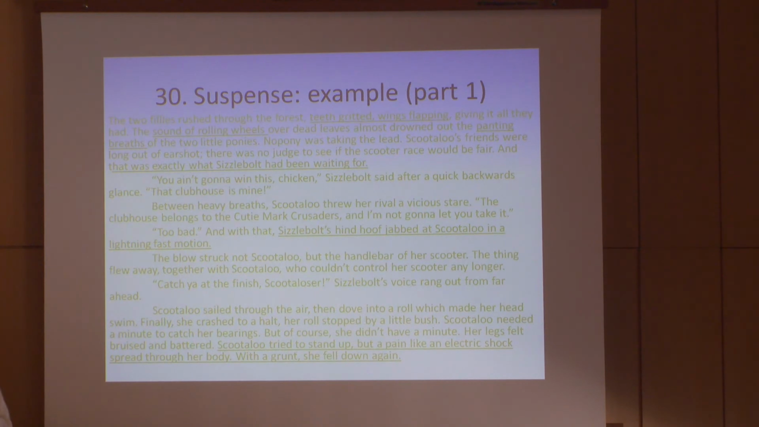Scootaloo sailed through the air, then dove into a roll which made her head swim. Finally, she crashed to a halt, her roll stopped by a little bush. Scootaloo needed a minute to catch her bearings, but of course, she didn't have a minute. Her legs felt bruised and battered. Scootaloo tried to stand up, but a pain like an electric shock spread through her body. With a grunt, she fell down again.